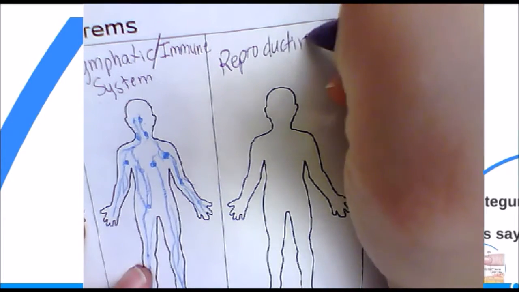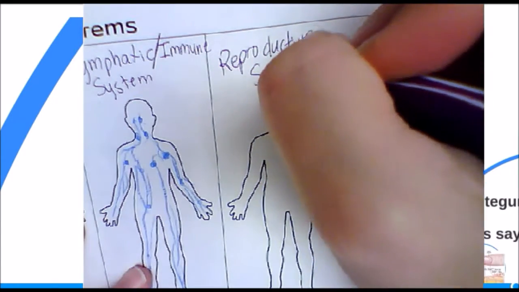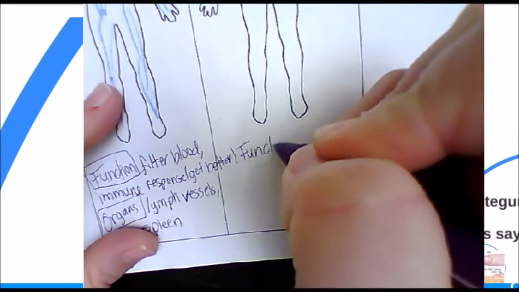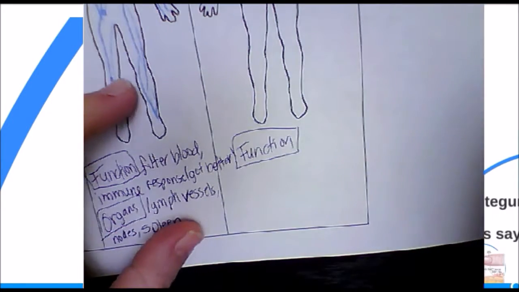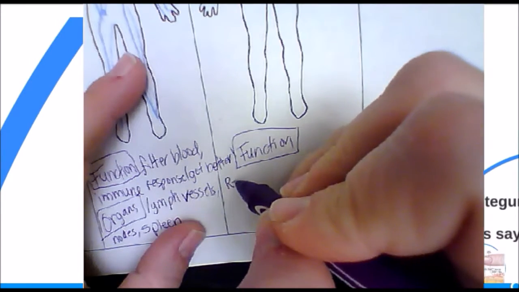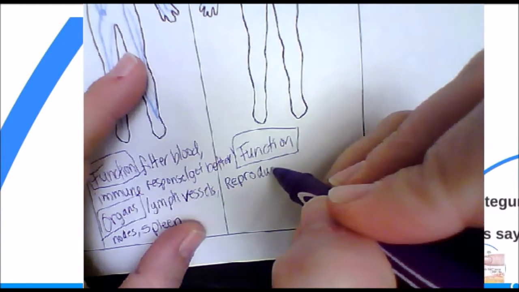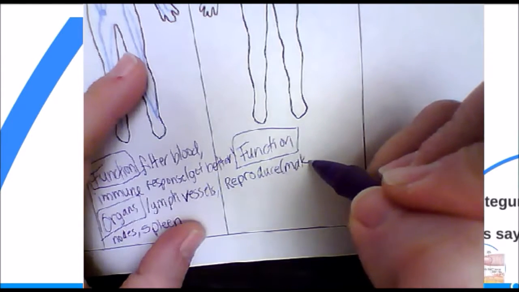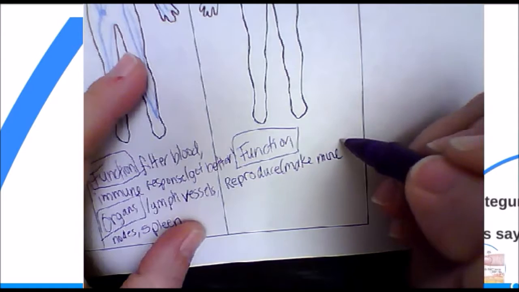And then another function is to produce pheromones. Oh my goodness, I could not spell this for the life of me. I'm going to cheat. So let's check it out. Pheromones. There we go. That was very helpful. So yeah, pheromones and hormones.